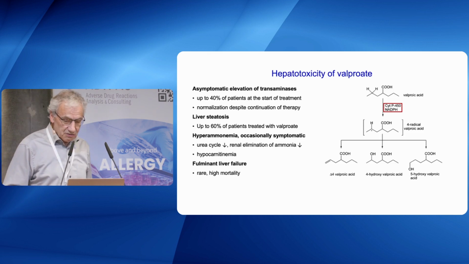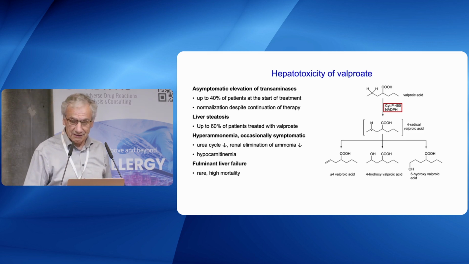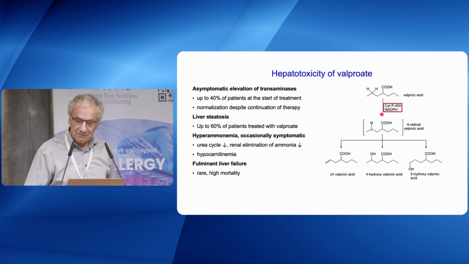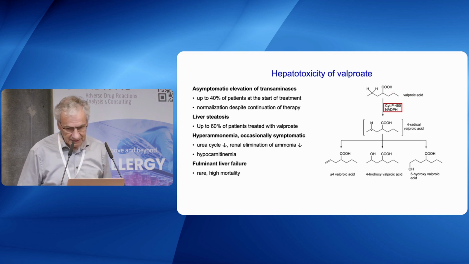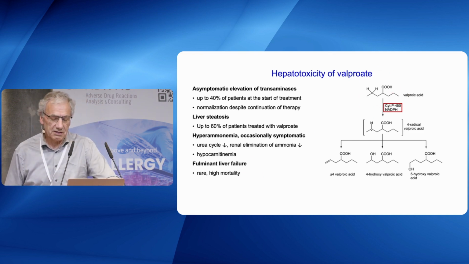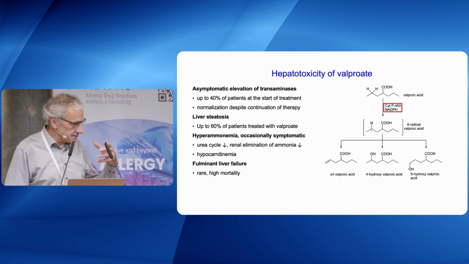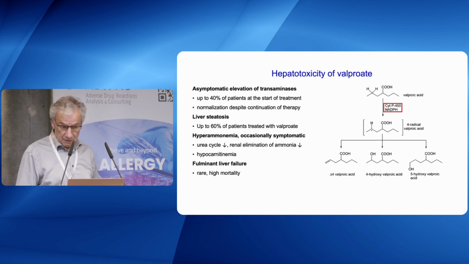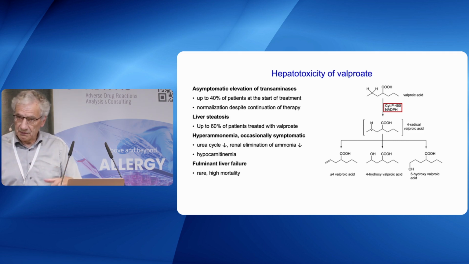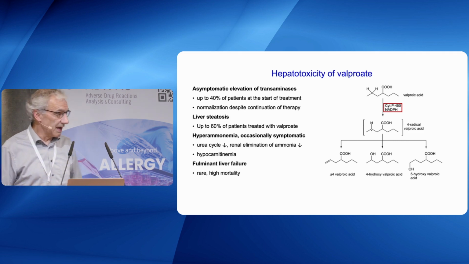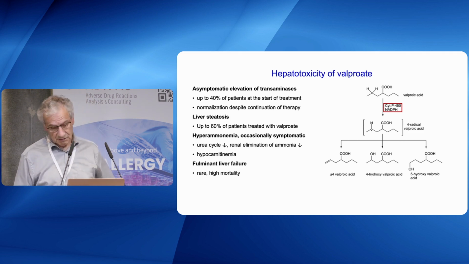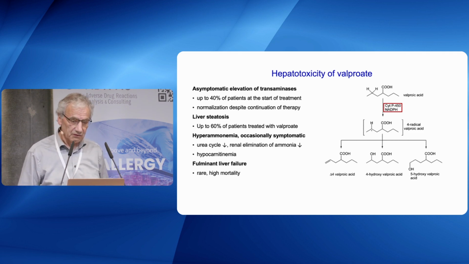Okay, now let's change to valproate. Valproate is this molecule here, a very small molecule. It's a C8 fatty acid that we use to treat patients with epilepsy. And you see, it is hepatotoxic. We know that about 40% of the patients, when you start the treatment, they develop transaminases. Normally, we can go on, we know that very well, and the liver somehow adapts to this drug, and transaminases normalize, and we go on with the treatment.